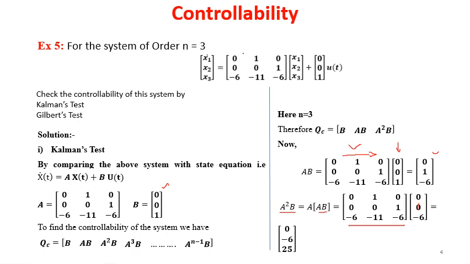Next, we got the B value, that is 0 0 1, AB we got 0 1 minus 6, and A square B we got 0 minus 6 and 25. Let's put all these matrices in the QC matrix form. So we get QC equal to the B matrix, that is 0 0 1, then AB 0 1 minus 6, then A square B 0 minus 6 and 25.